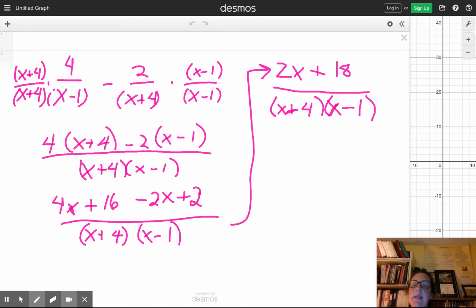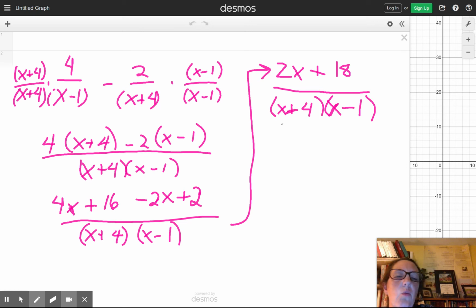Now the last thing that we do need to consider here is what values would be excluded from the domain. In other words, what values of x would make this impossible? So a fraction is impossible if you're dividing by 0. You cannot have 0 in the denominator.